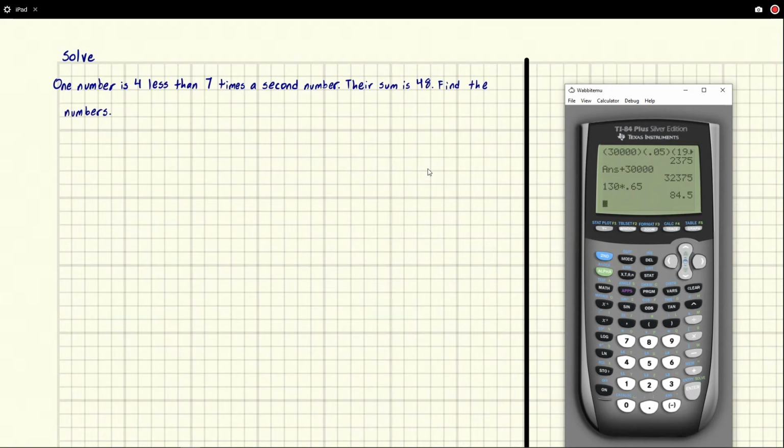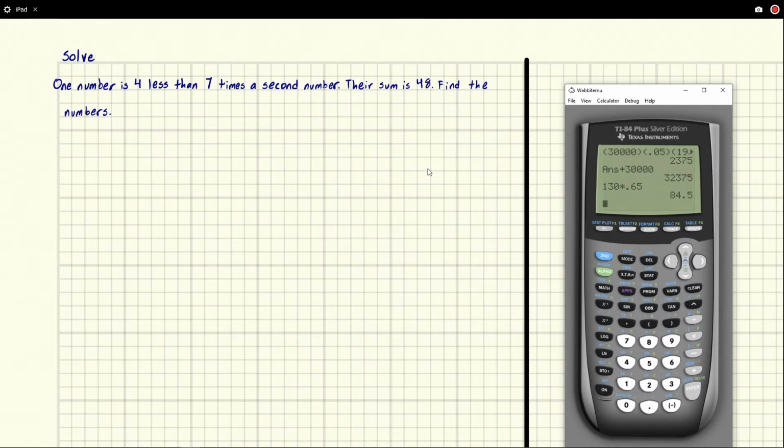One number is 4 less than 7 times a second number. Their sum is 48. Find the numbers. So I've changed my numbers here so that they're not exactly the same as the ones you probably have. So my answer might be kind of nasty looking, but your numbers will probably be very nice looking. So let's go ahead. The first step is to translate this.